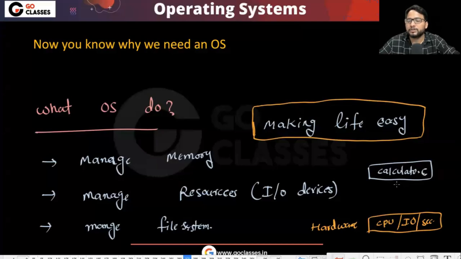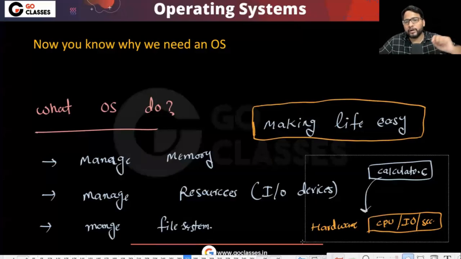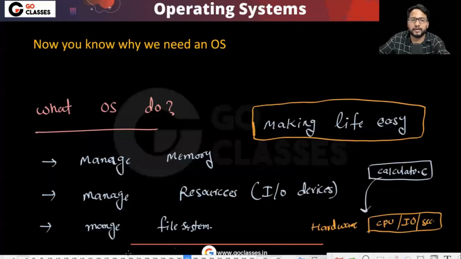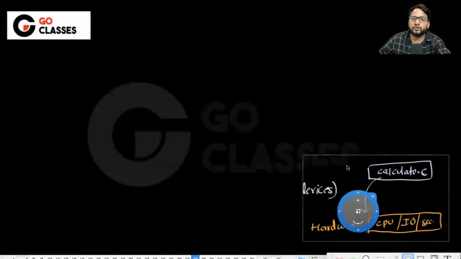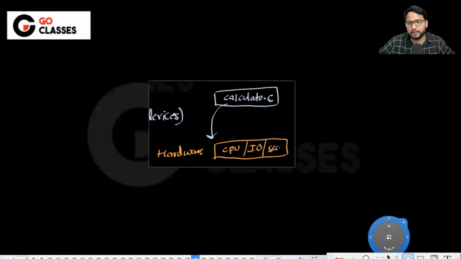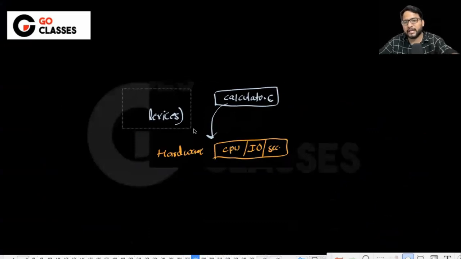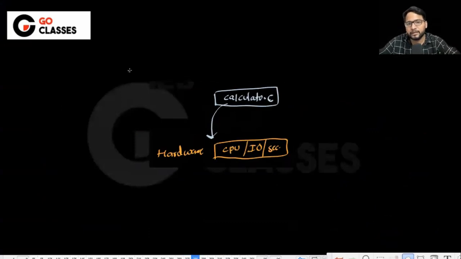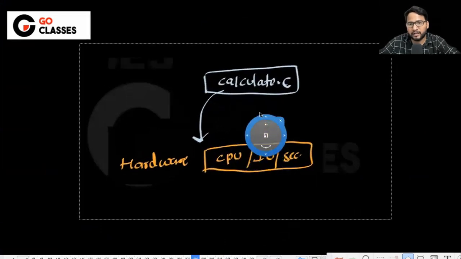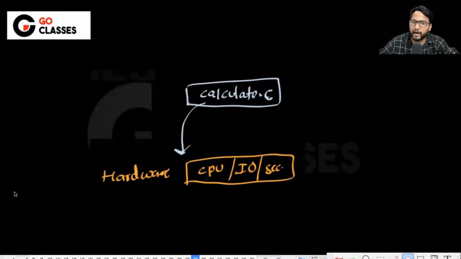calculate.out.c, okay, whatever. So we want to run this program on this hardware. That was our objective, right? Now, we don't need to do it directly. So what we can do, we can use the operating system to do this task, which means if we want to run this calculate.c on this hardware, then what will I do? Will I run this without an operating system? I don't need to do it because we can use the operating system.